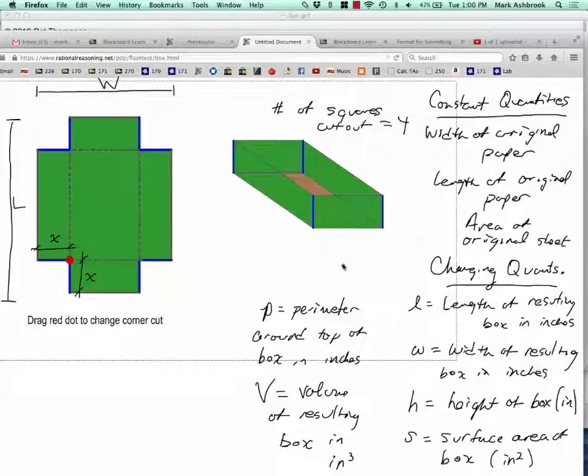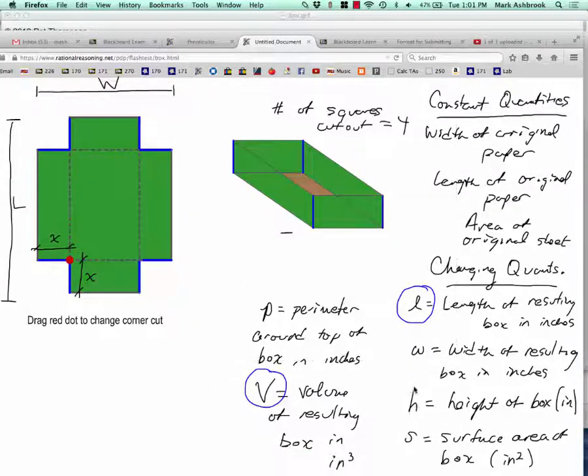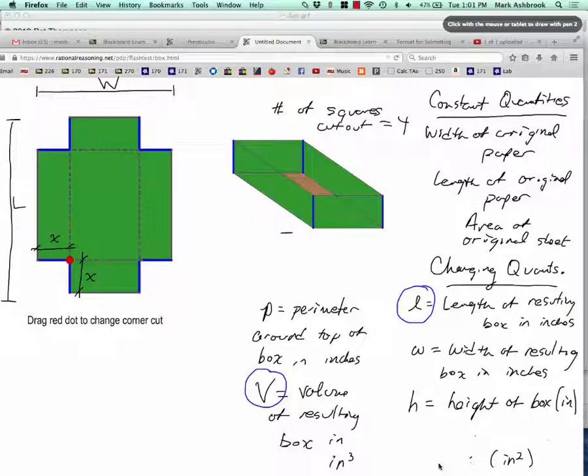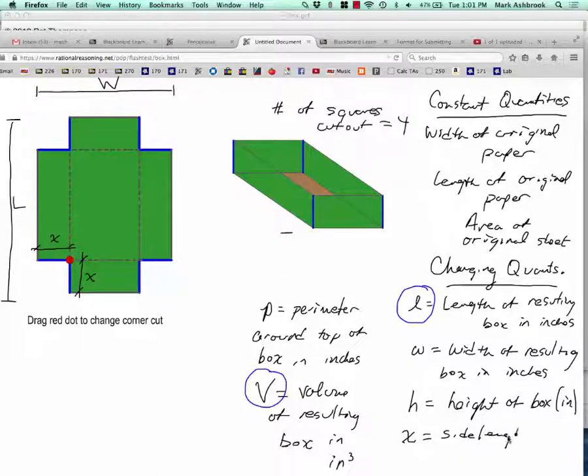Okay, so can we write the length of the resulting box? We're going to focus on the length of the resulting box, the volume of the resulting box, and this x. I guess I never wrote x down, but x is the side of the square cutout. So I'm going to erase one here. Surface area was a great one. I just need some room, so don't feel sad if it was yours. Okay, so x equals the side length of the square cutout, in inches.